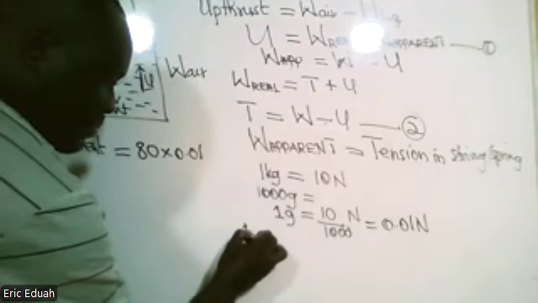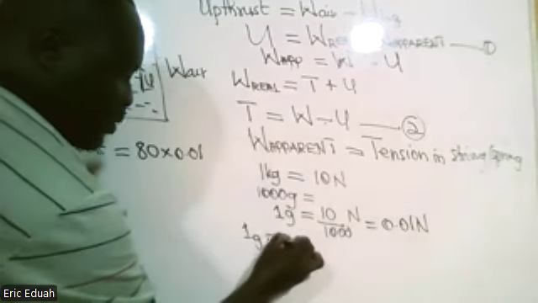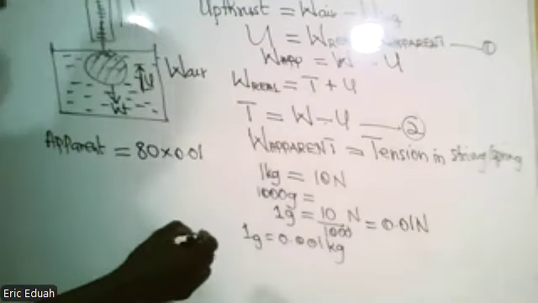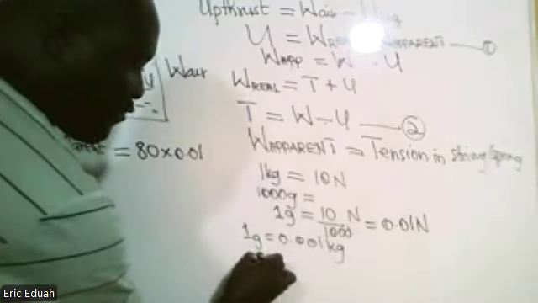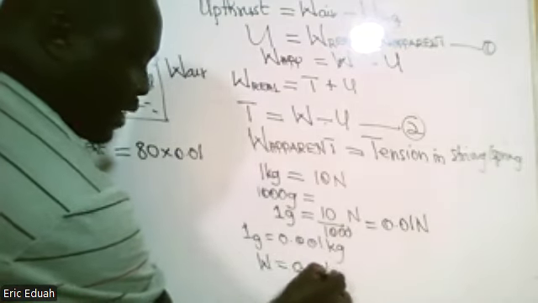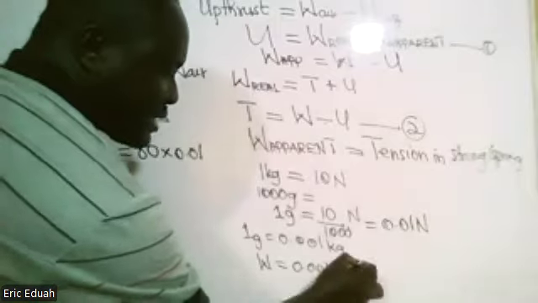Okay, 1 gram is equal to 0.001 kilogram. Then the weight of 1 gram will be equal to the mass, which is 0.001 times 10. And that will be it.